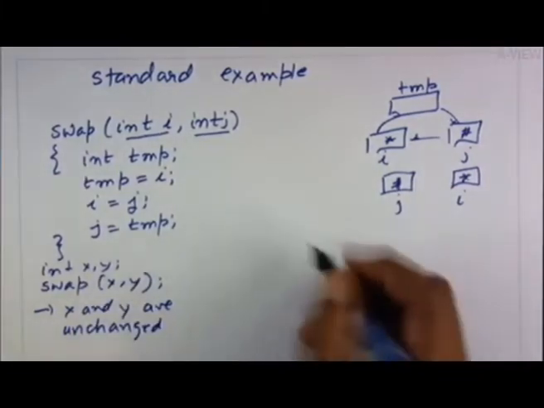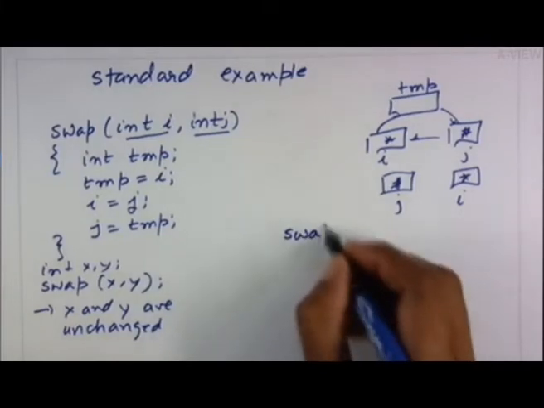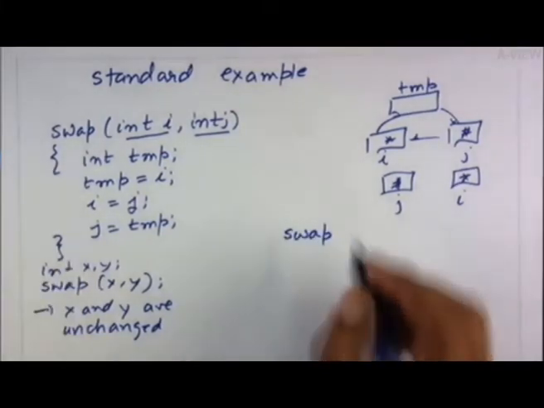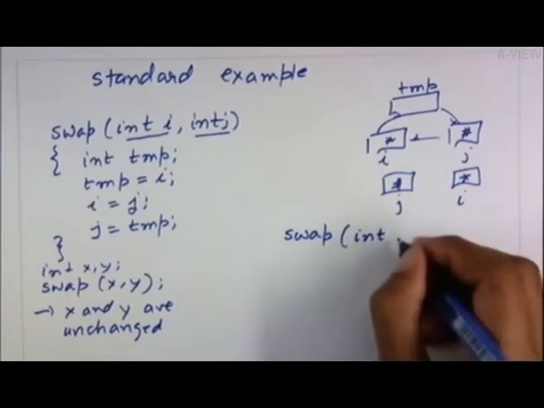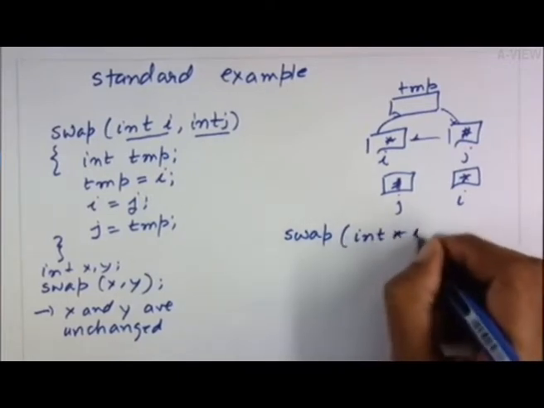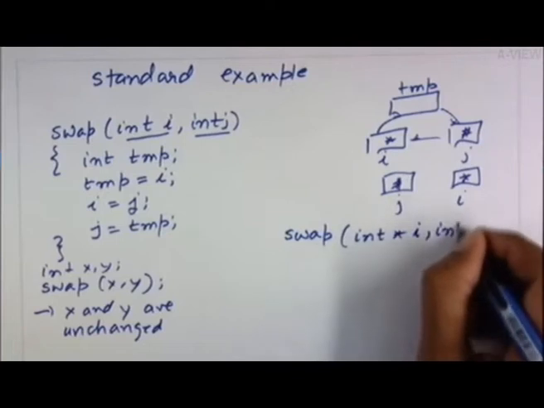Okay, so let's do something else. I want this change to happen, so I don't want call by value. Nothing prevents me from giving two pointers. So I'll use int star I and int star j.